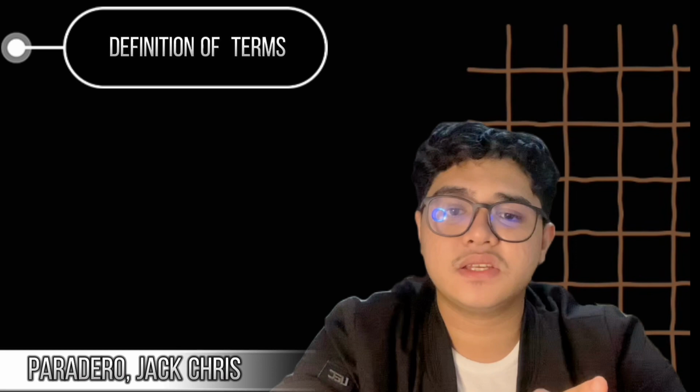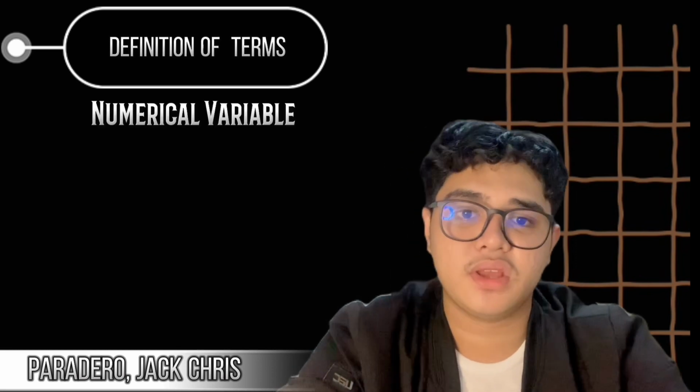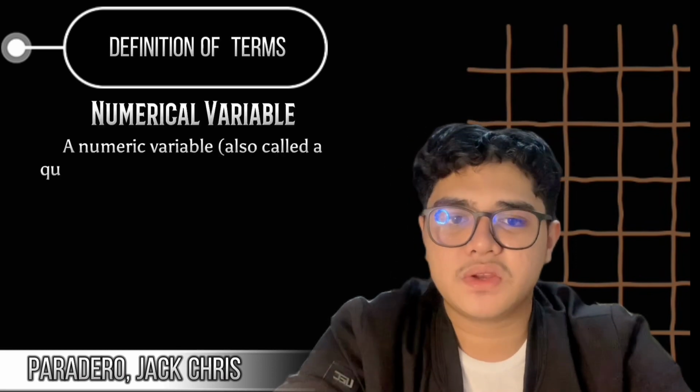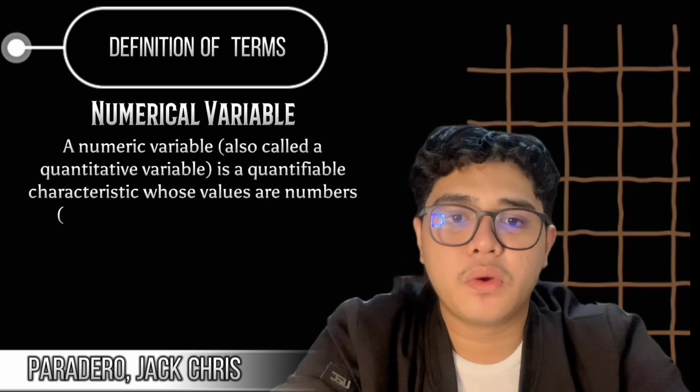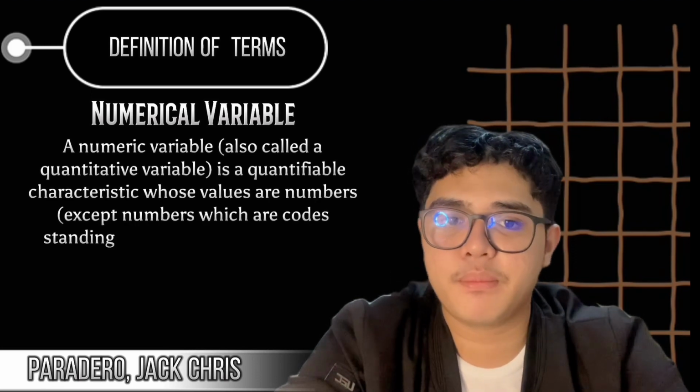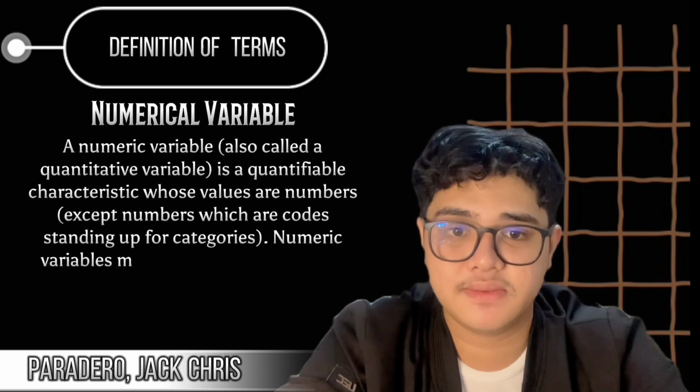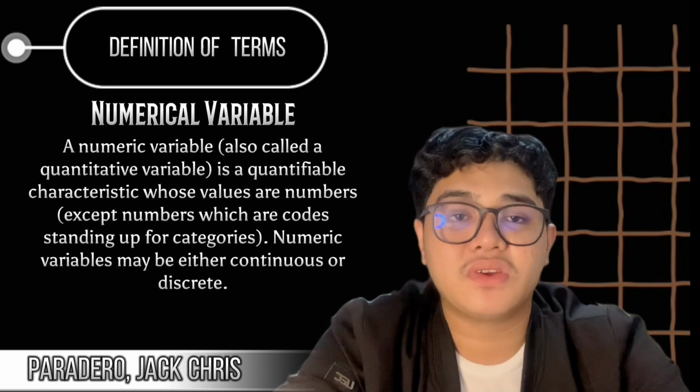If we talk about categorical, let's also talk about the numerical variable, also called the numeric or quantitative variable. It's a quantifiable characteristic whose values are numbers, exact numbers, not codes standing for categories. So numeric variables may be either continuous or discrete. That is for the numerical variable.